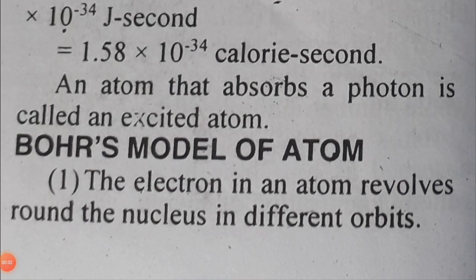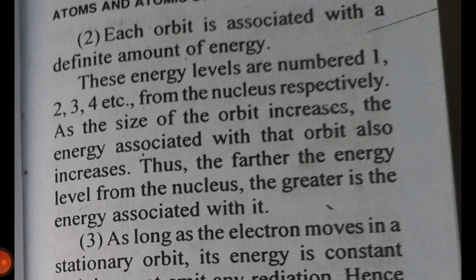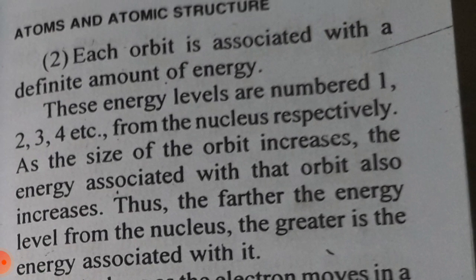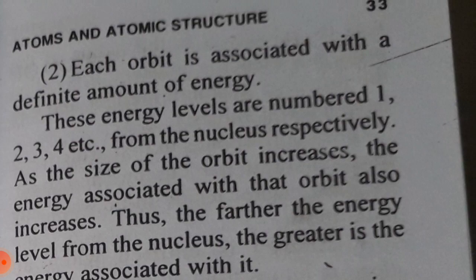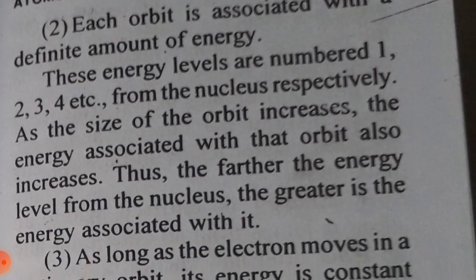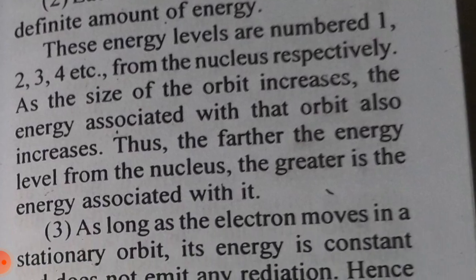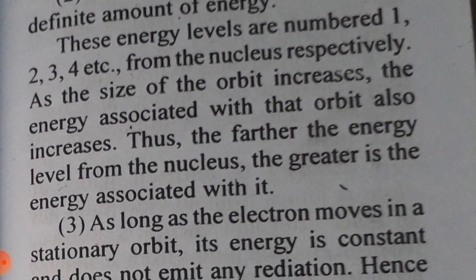Bohr's model of atom. One, electrons in an atom revolve around the nucleus in different orbits. Two, each orbit is associated with a definite amount of energy. These energy levels are numbered 1, 2, 3, 4, etc.